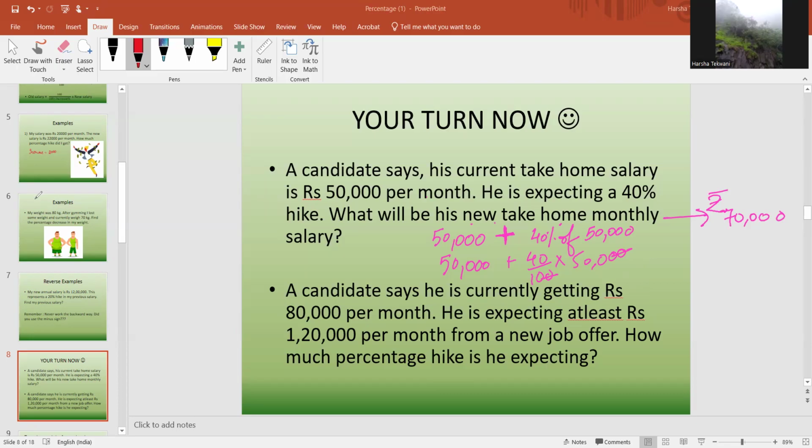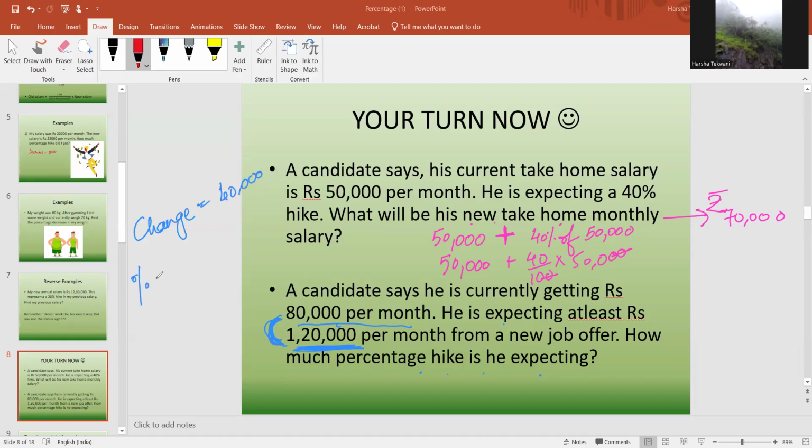Next one. A candidate says he's currently getting 80,000 per month. He wants a new salary of 1,20,000 per month from a new job offer. He kept it in his mind that at least I must take home this much. How much percentage hike is he expecting? So let's check the difference in the income he wants. He wants 40,000 rupees extra per month. So the change is 40K he expects.